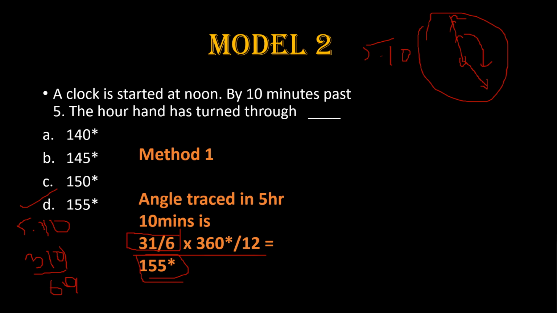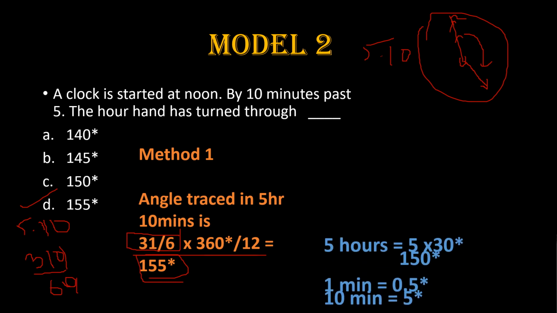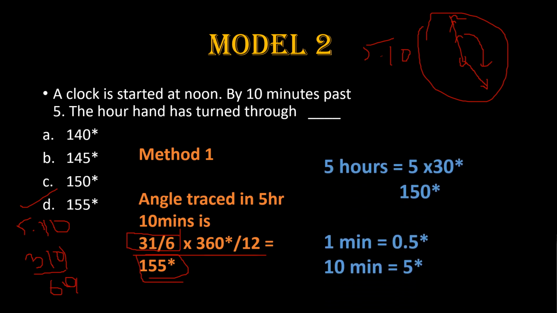This is the method given in your book, and my method is, as per my table, you know that for 1 hour the hour hand will move 30 degrees. So for 5 hours it will go 150 degrees, and we know that for 1 minute the hour hand will move 0.5 degree, and for 10 minutes it will move 5 degrees. So 150 degrees plus 5 degrees gives you 155 degrees. So you can use either of these methods as per your convenience.